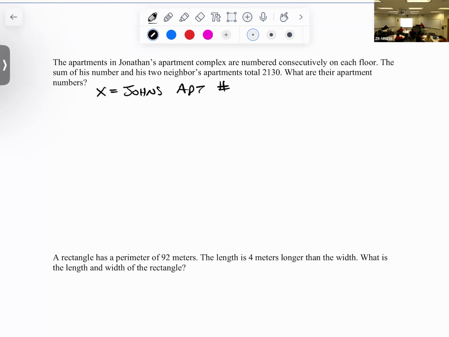The more complicated this gets, I like using letters that make sense. Apartment numbers, I could use C, N, A, whatever variable you like, but it never hurts to identify the context of the values. So if X is John's apartment, we have his two neighbors and the sum of all those become 2130.